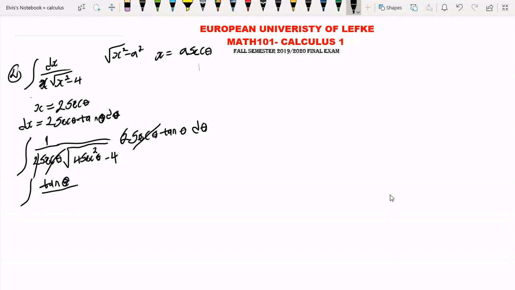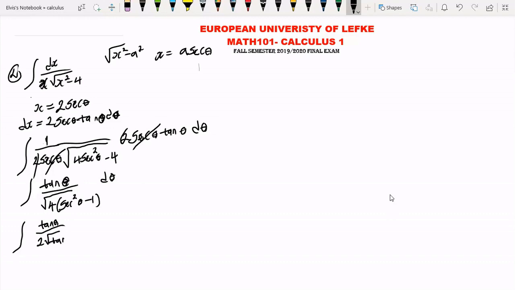the square root of, as you can see, 4 is common on both sides, so we can factor out 4. So doing this, we're going to have 4 multiplied by secant squared theta minus 1. Make sure you don't forget to include the d theta. So this is the integral of tangent theta over, now the square root of 4 is going to give us 2, right? So this is 2 multiplied by the square root of secant squared theta minus 1.